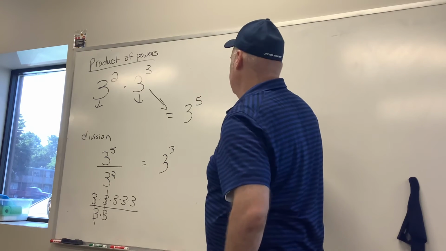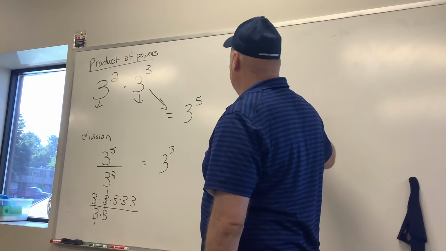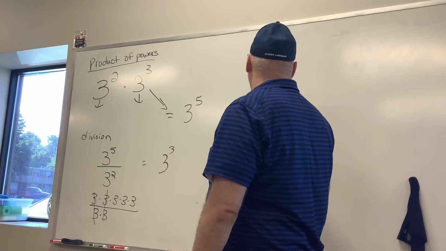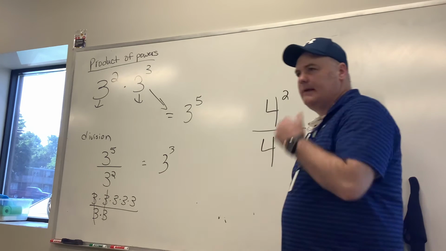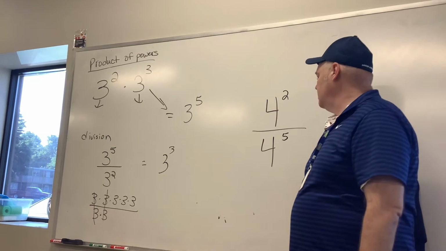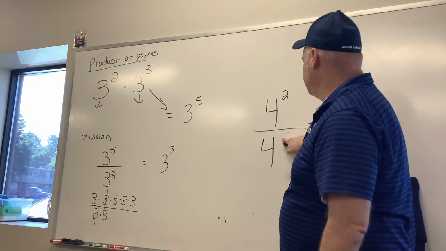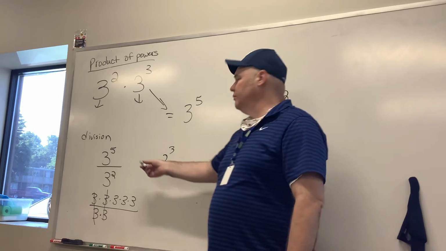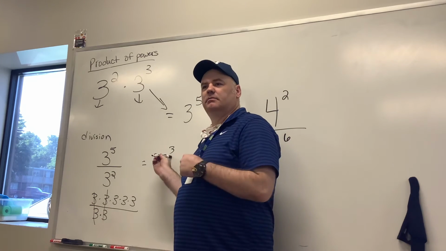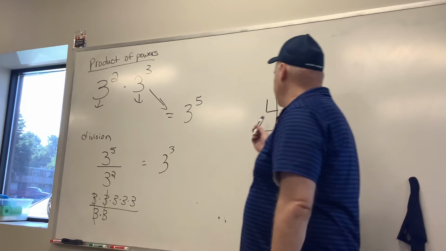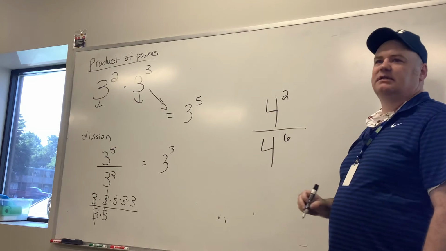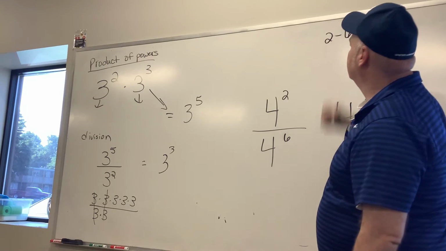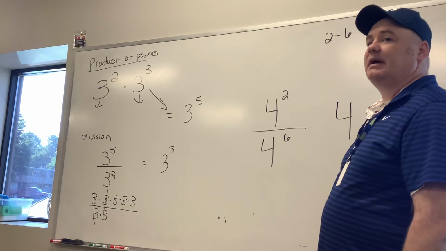What if it's 4 to the 2nd power over 4 to the 5th power? Actually, let me change this because we did 2 and 5. Let's do the 6th power. Here we did 5 minus 2 and we got 3. Well, let's do the same thing here. What's 2 minus 6?